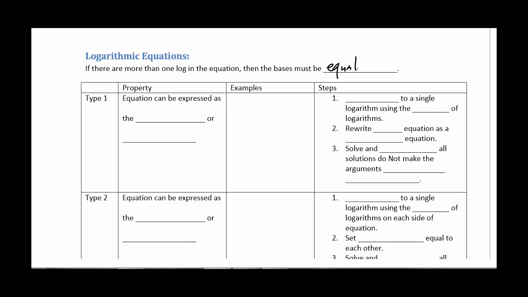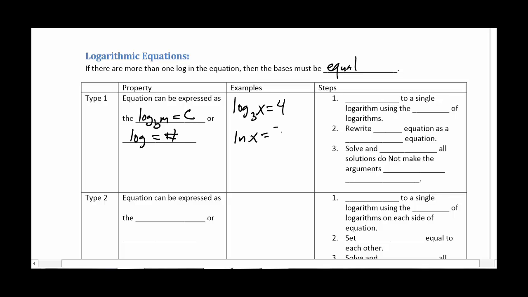The first type are equations that can be expressed as log base some number of m equals a constant. In other words, if I can get it to say log equals a number of some kind, then I can follow the expectations for this particular type. Some examples that we might encounter: log base 3 of x equals 4, ln of x equals 7, log of x plus log of 3 equals 4.